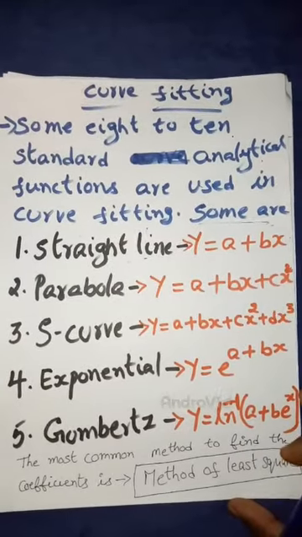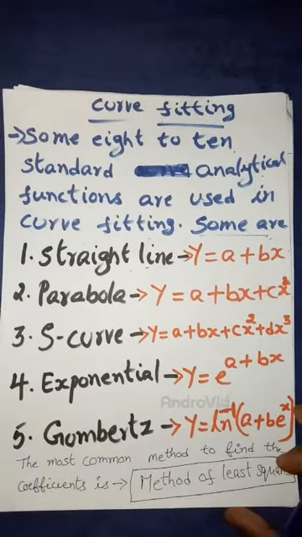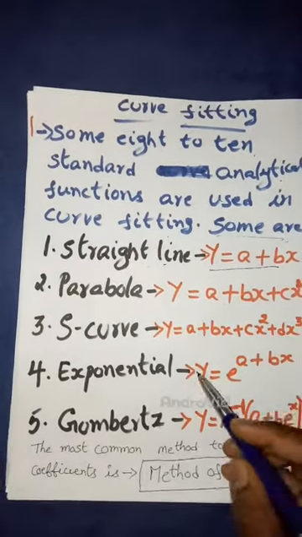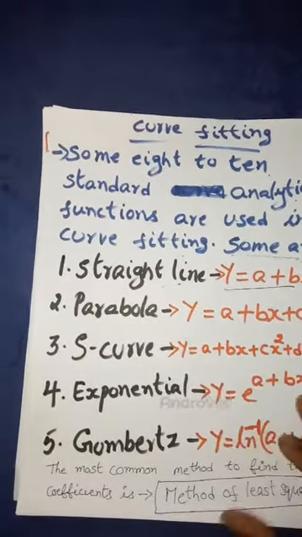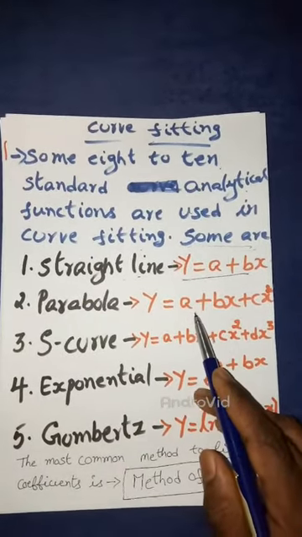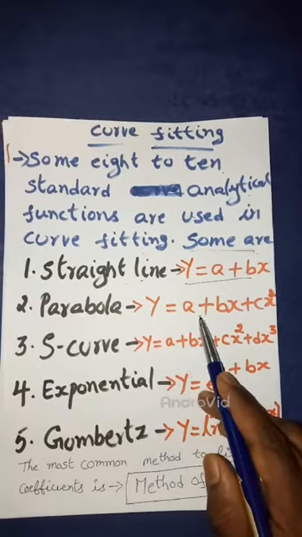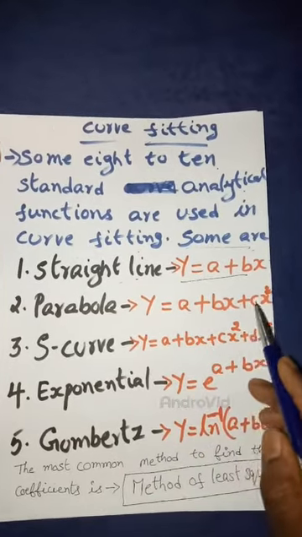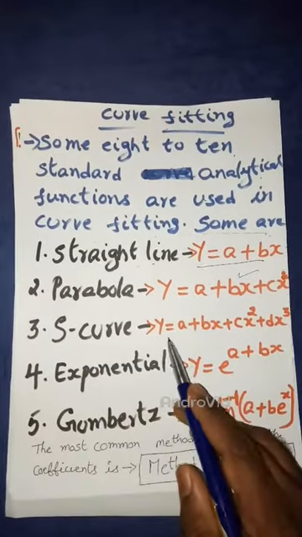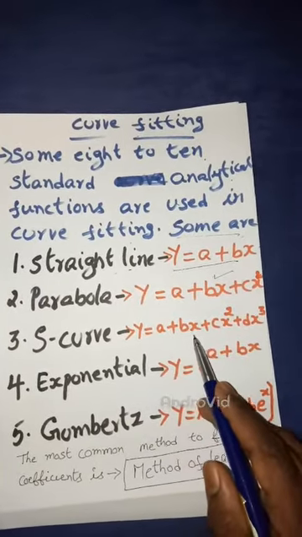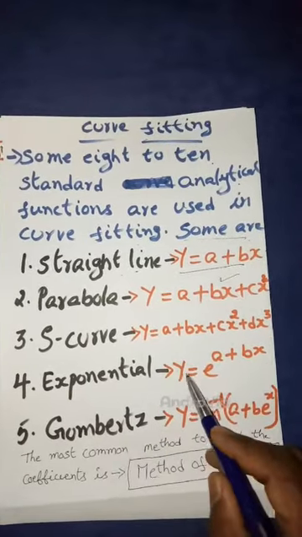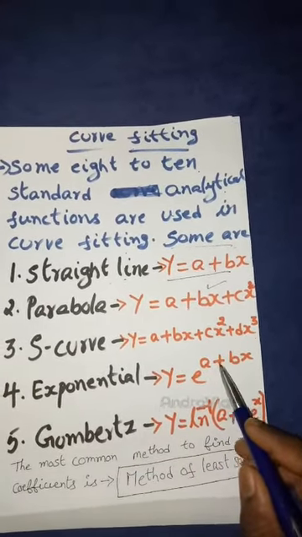So these curve fitting methods: straight line, y is equal to a plus bx. Another method, parabola. If the curve is like a parabola, then you have to select the parabola curve. For the parabola, the analytical function is y is equal to a plus bx plus cx square. If it is another curve like an S curve, y is equal to a plus bx plus cx square plus dx cubed. Sometimes exponential, y is equal to e power a plus bx.